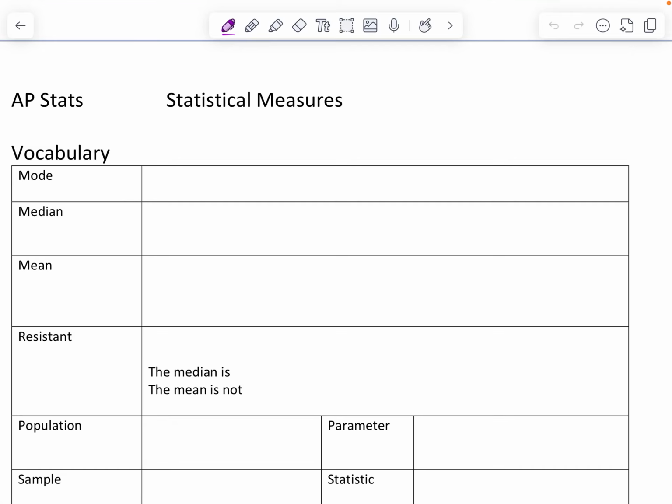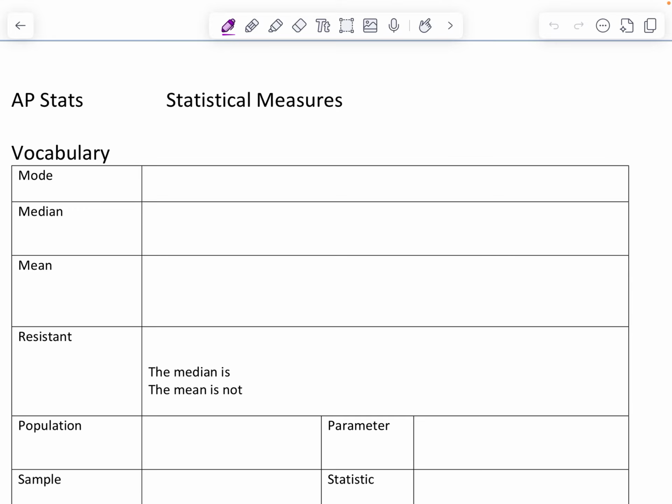We're going to look at some of our vocabulary in the statistics unit. These will be statistical measures, and we'll talk about how these apply to things like measure of center, measure of variability, and also some of the notation we use with this.